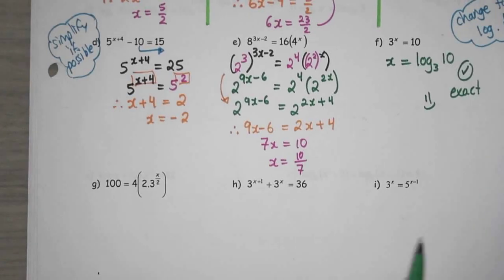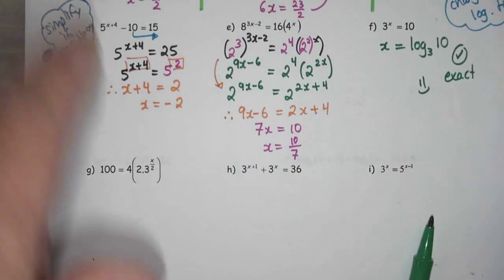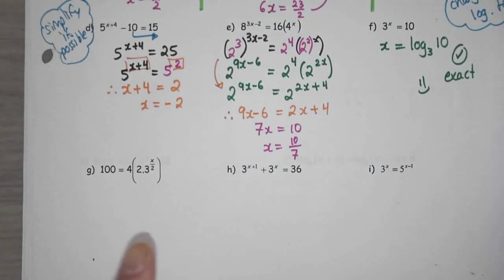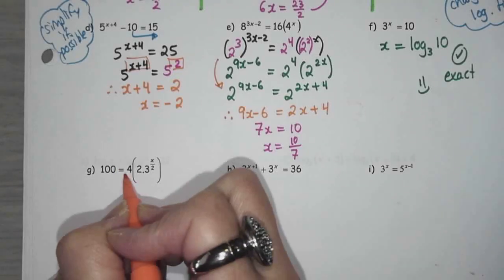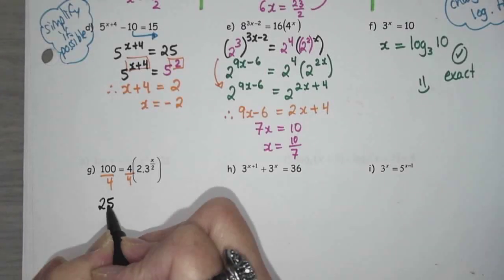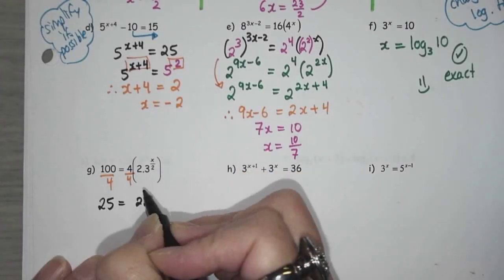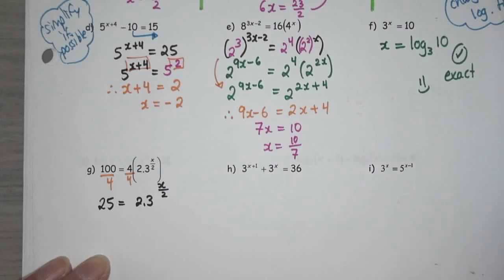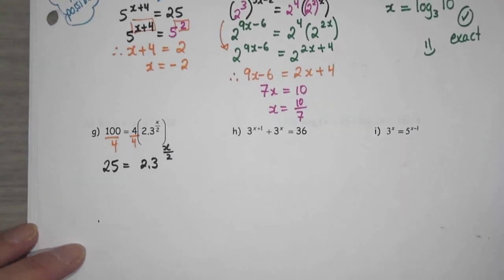No. Can I simplify those? So look at our simplify. Can I simplify? Am I allowed to divide both sides by 4? Am I doing anything mathematically wrong? No, if I divide both sides by 4, you are allowed to. So you know what rules we can and cannot do to simplify. So then you go 25 equals 2.3 to the x over 2. Try not to do a slash there. It sometimes gets confusing to read. Try to do it vertically.